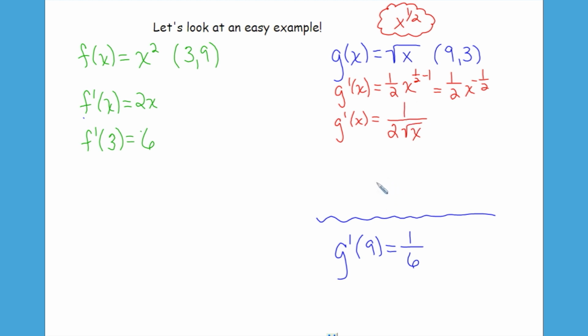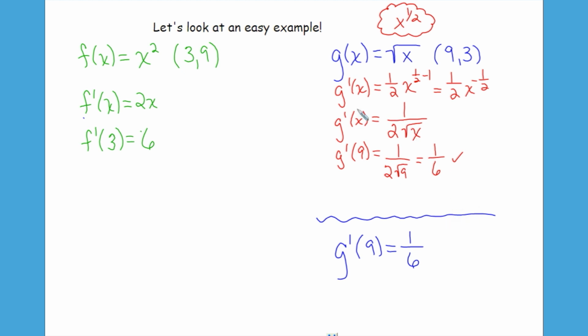Okay? And so I want to find g prime of 9. And I'm thinking, according to my rule, it should be 1/6. So let's see if that really works. I'm going to put in 9 for x, and the square root of 9, oh my gosh, it's 3. What is 2 times 3? Woohoo! So it really did work.